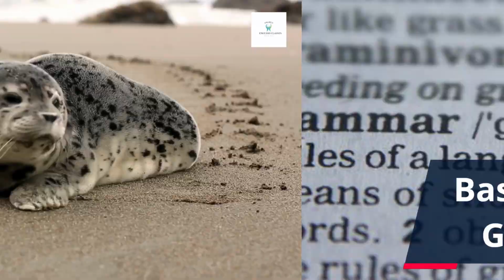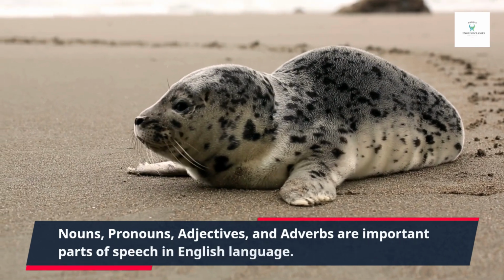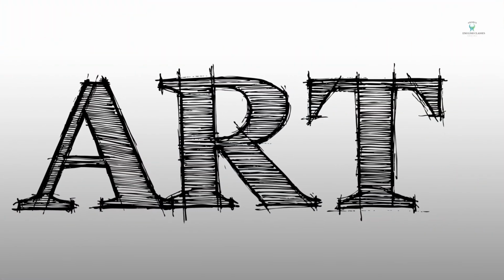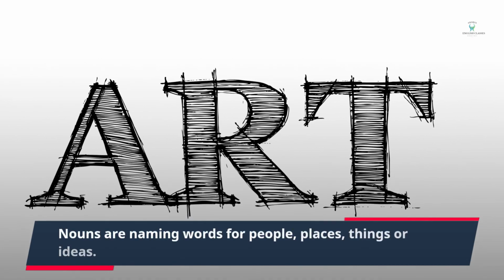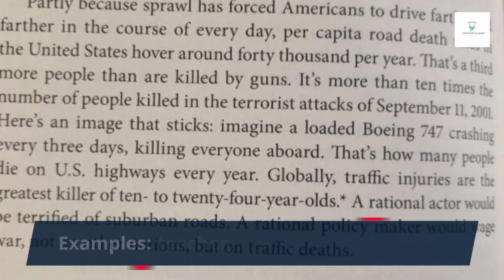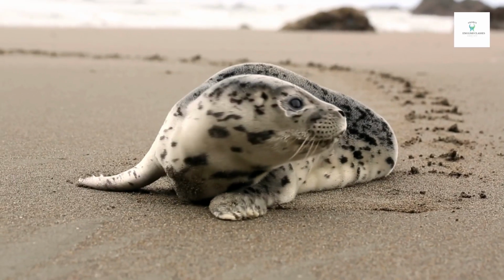Basic English grammar. Nouns, pronouns, adjectives, and adverbs are important parts of speech in the English language. Nouns are naming words for people, places, things or ideas. Examples: teacher, city, book, happiness.